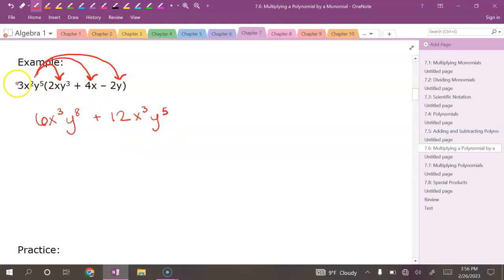The last distributing here, we're taking 3 times negative 2, so that would be negative 6. There's no x on this last term, so I need to just bring down x squared. But then I've got y to the fifth times a y, which would be y to the 6th power. And there's your final answer.